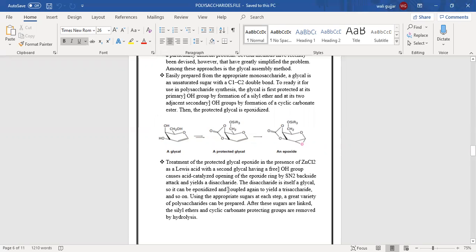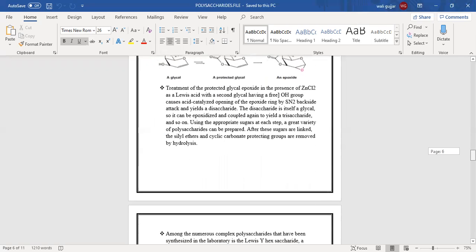The disaccharide is itself a glycol, so it can be epoxidized and coupled again to yield a trisaccharide, and so on. Using the appropriate sugars at each step, a great variety of polysaccharides can be prepared. After these sugars are linked, the silyl ethers and cyclic carbonate protecting groups are removed by hydrolysis.